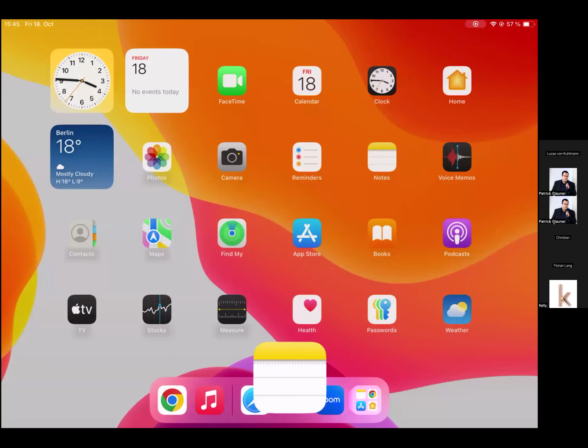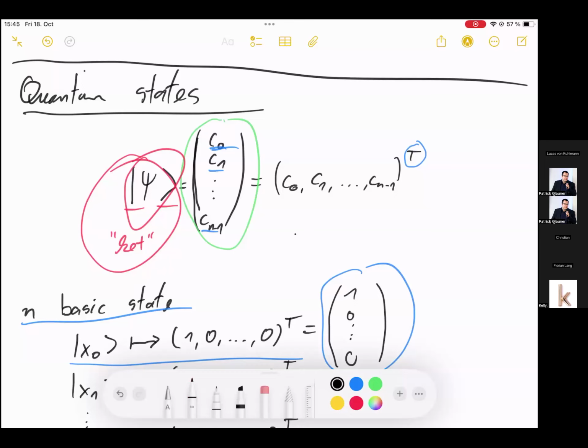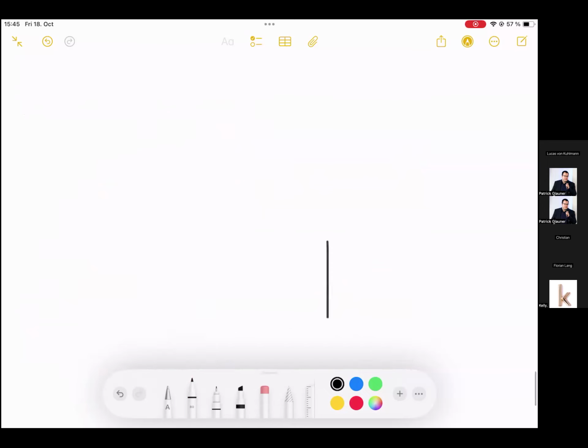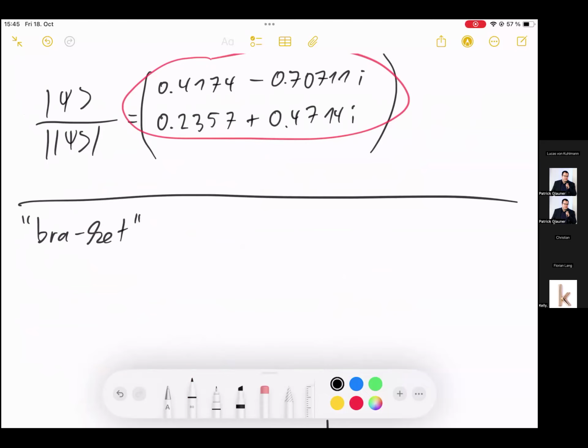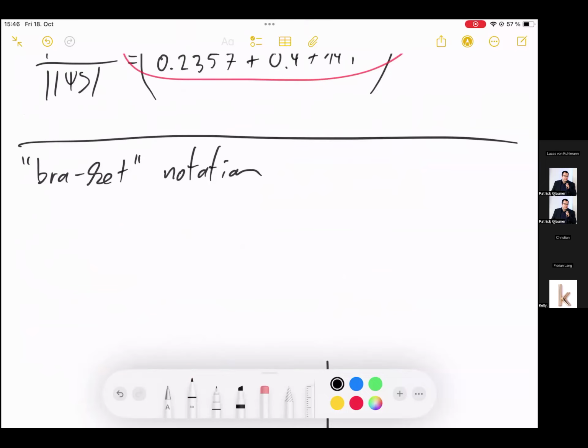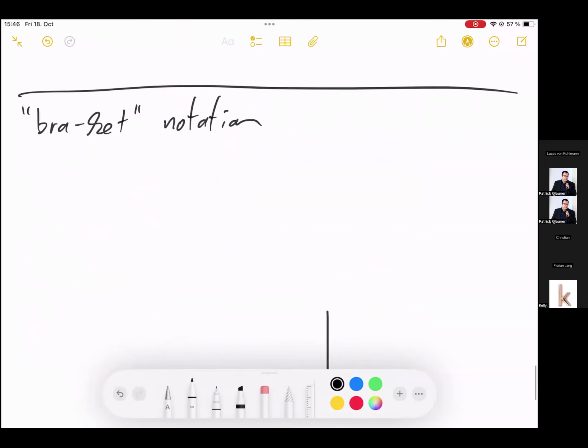We started before with this ket notation. And in fact, this is part of something larger that we call the bra-ket notation. And we've seen our kets before, our psi ket. And as there's a psi ket, there's also a psi bra. So this is called psi bra.